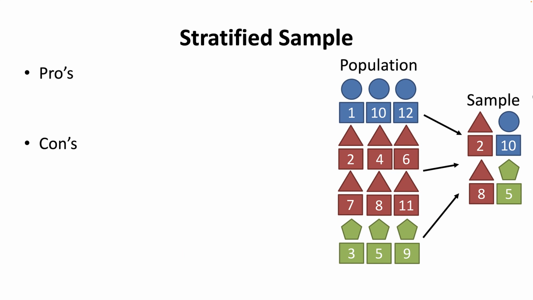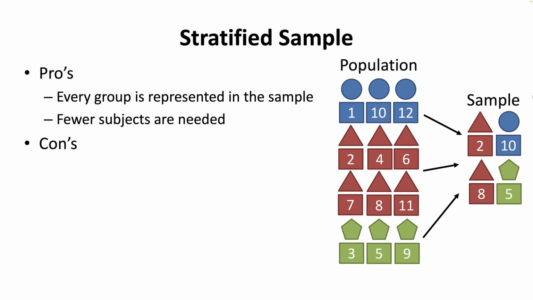So the pros of a stratified sample is that every group is represented in the sample. In fact, this is oftentimes why stratified samples are used, when you want to ensure that every group is represented. By ensuring that every group in your population is going to be represented, you can typically use fewer subjects.